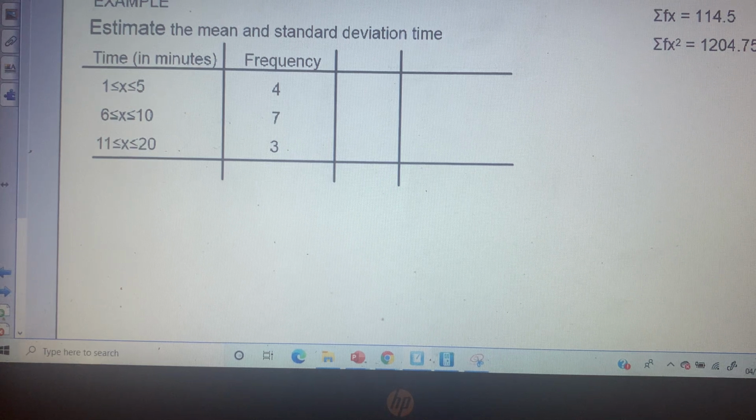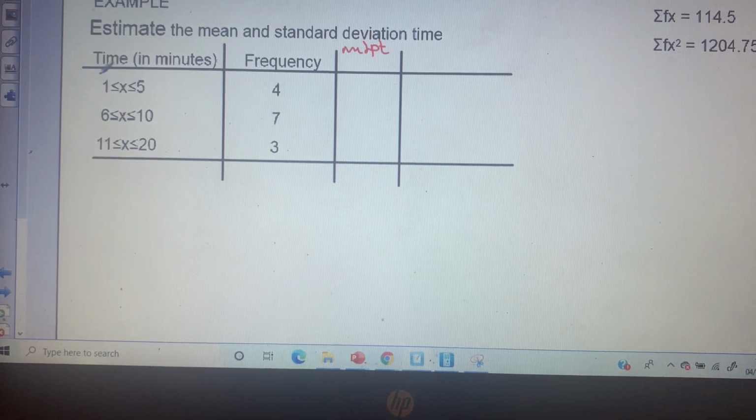Here we have a grouped frequency table. Now, if you look at the groups, they've been rounded, but this isn't an issue when you're finding the mean and the standard deviation. I am going to need my midpoint, but the midpoint of 1 and 5 is exactly the same as the midpoint between 0.5 and 5.5. It's exactly the same midpoint.